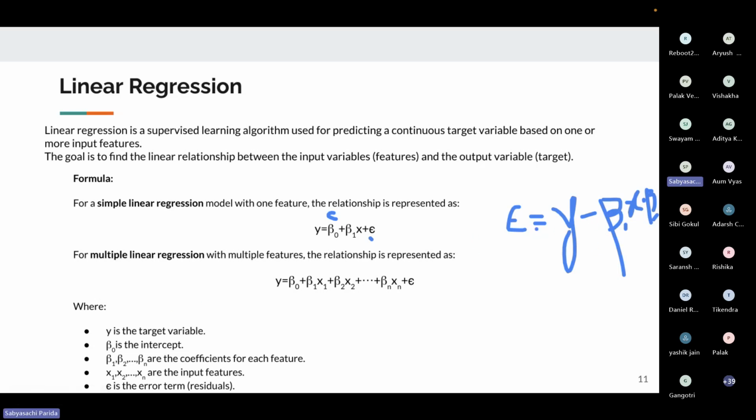So this is the error term. Suppose this is my y and this is my x, and this is the particular line that we have established as the relationship between y and x. Anything coming between this particular line and the data point is denoted by epsilon. The difference between the line and the particular data point is denoted by epsilon.